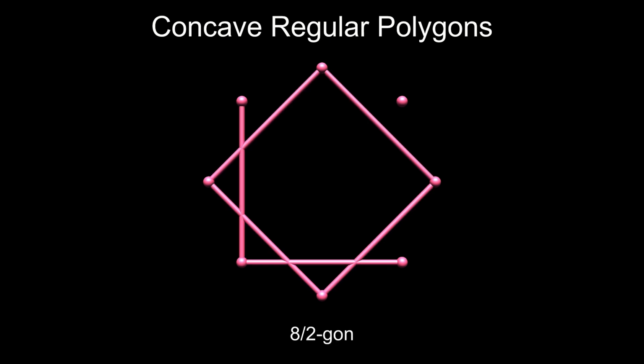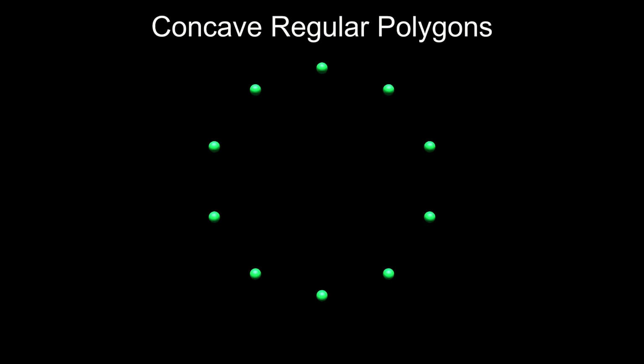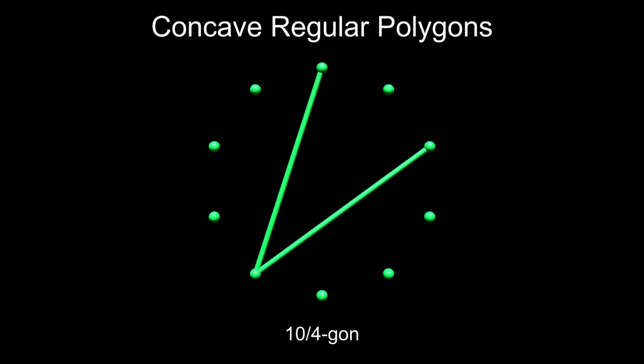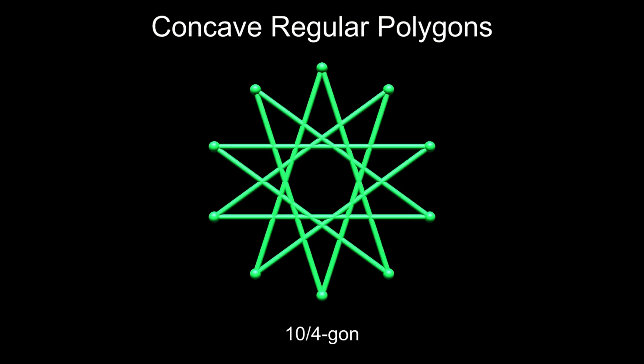The number of sides cannot be a multiple of the density. For example, an 8/2gon is just 2 squares. It also fails if the number of sides and the density have a common divisor. 10 and 4 are both multiples of 2, so a 10/4gon is just 2 5/2gons.